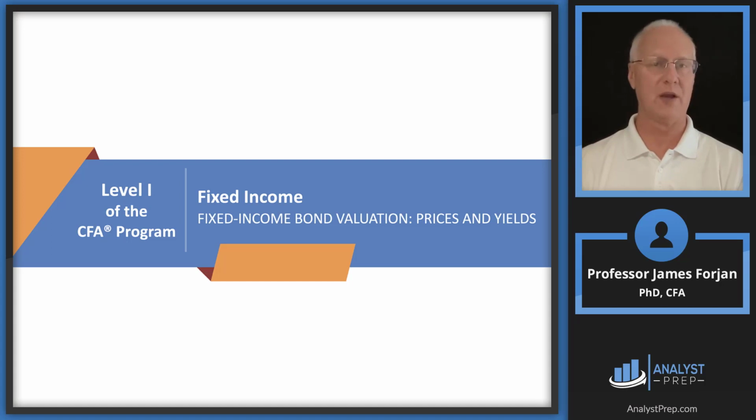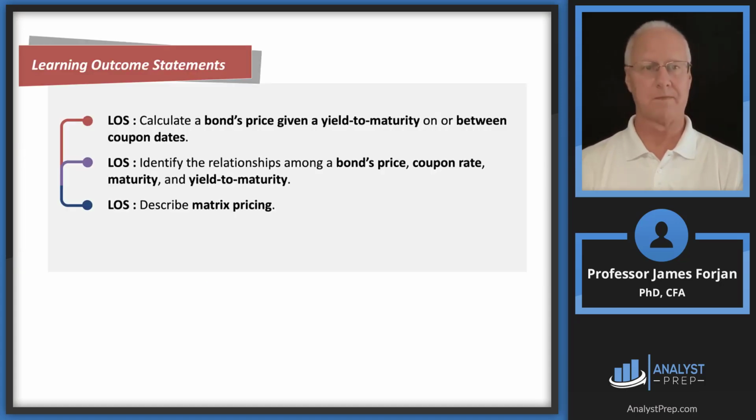Have your financial calculators handy, by the way. Taking a look at just these three LOSs, skip down to the bottom. We're going to describe matrix pricing, which is an extremely fancy word for let's go ahead and take an average. We'll do that at the end, but we're going to spend most of the time, and it's a relatively short slide deck here, computing the bond's price.